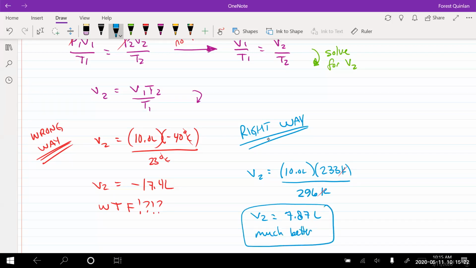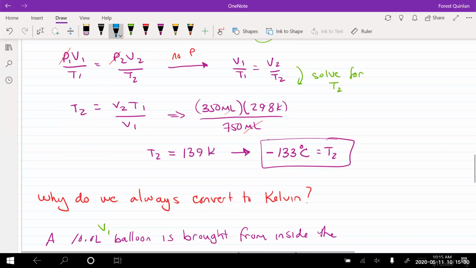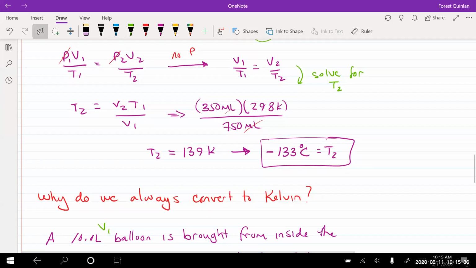Horace, before you move on, can we go to the last one? I thought I did it right, but I didn't get the answer. So I'll wait till everyone's done this, but that one? Yeah. I got 350, 298 divided by 750. Oh, you converted it back to, oh, I see what you did. You converted it back to Celsius.